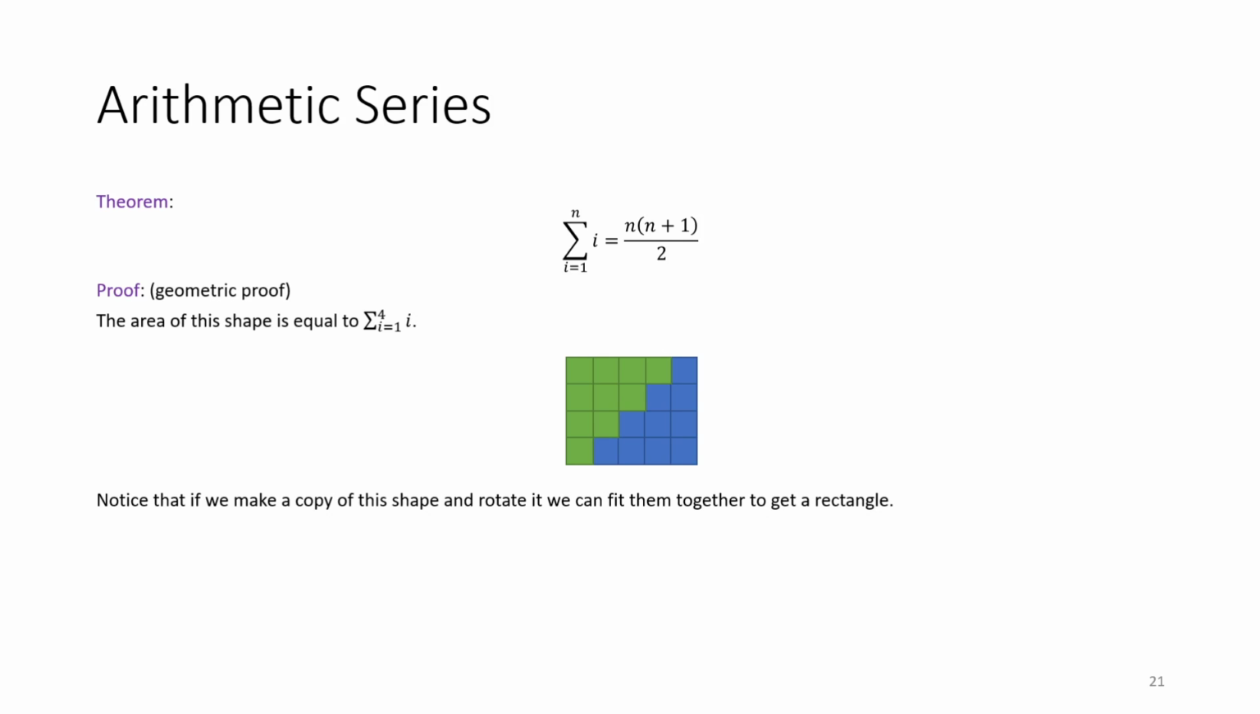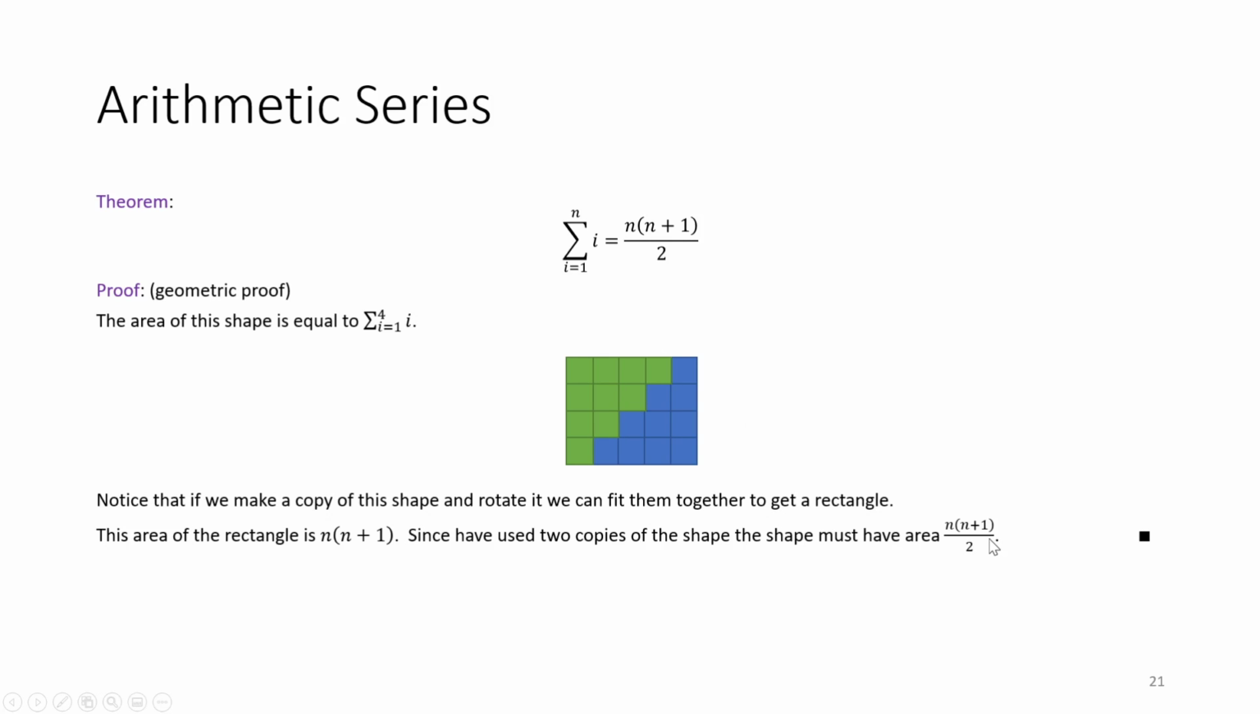So we know that its area must be n times n plus 1. That's the formula for area. Now, of course, there are 2 of these shapes in here, so that area divided by 2 must be the area of one of those original shapes. And so that's how we get there as well. So again, we've now got 3 different proofs of how we can get this formula.